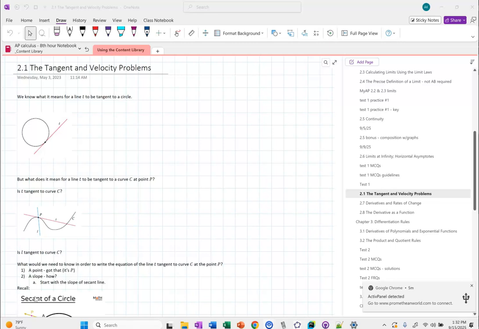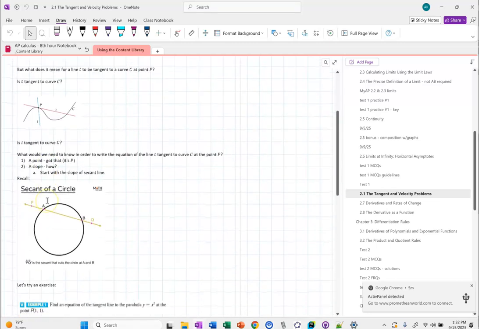Newton said, okay, that tangent line has a slope. What if I want to find a tangent line not to a circle, but to a curve? The definition needs to be a little bit different, because that tangent line could intersect the curve more than once.